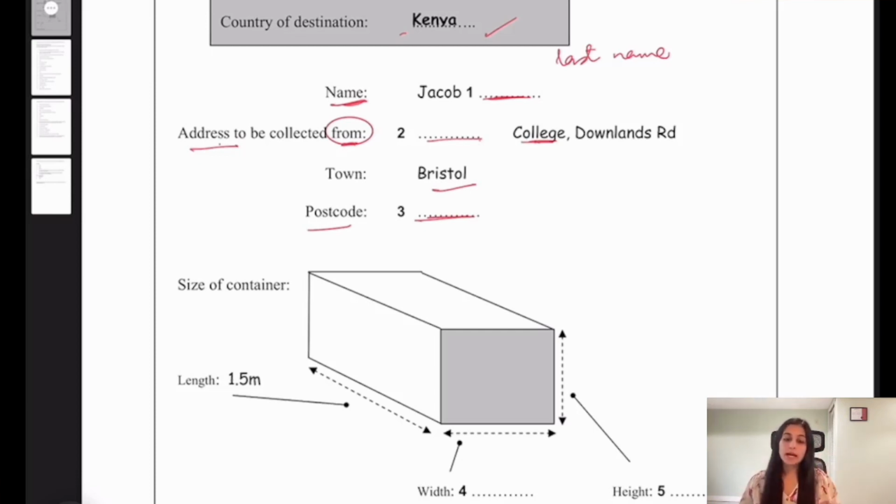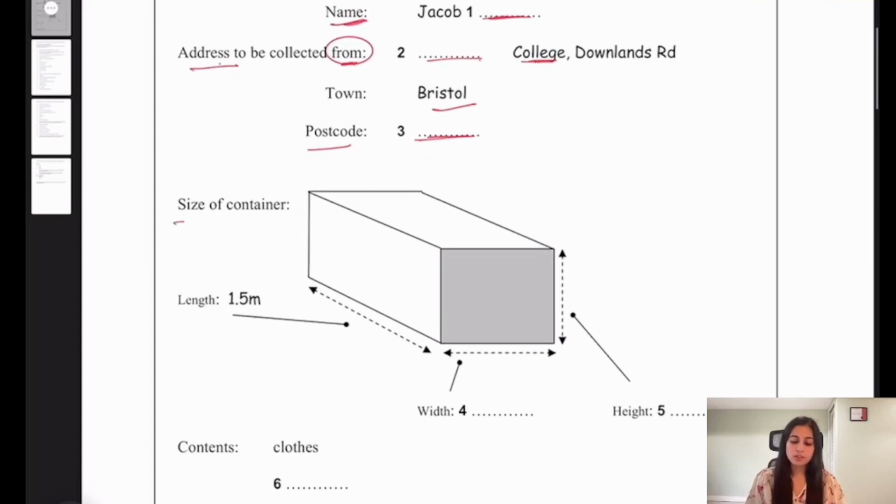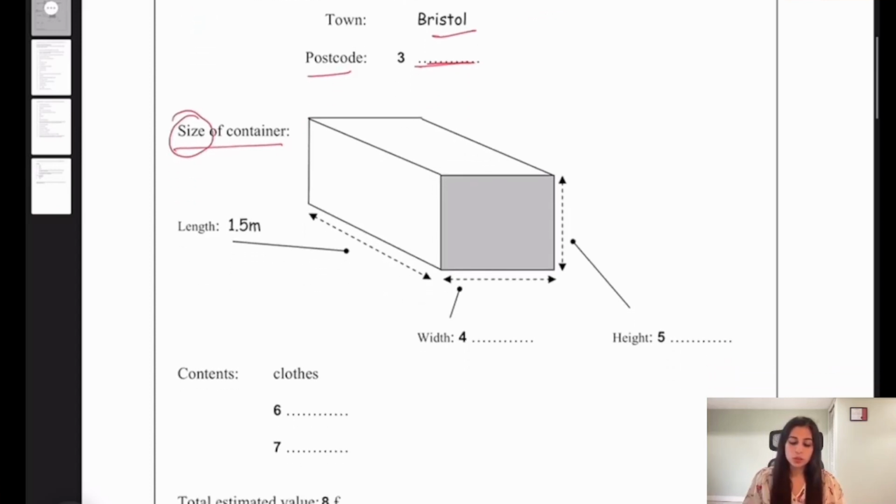So listen for that. Then the next one that we have is the size of the container. So if it's the size, we can easily predict that the answer will be in numbers. So length, we already have the length. Then we have to listen for the width and height. So width will again be a number followed by like m, which is meter in this case. So if this is meter, most probably width and height will also be mentioned in meters only. So be alert when you hear numbers.